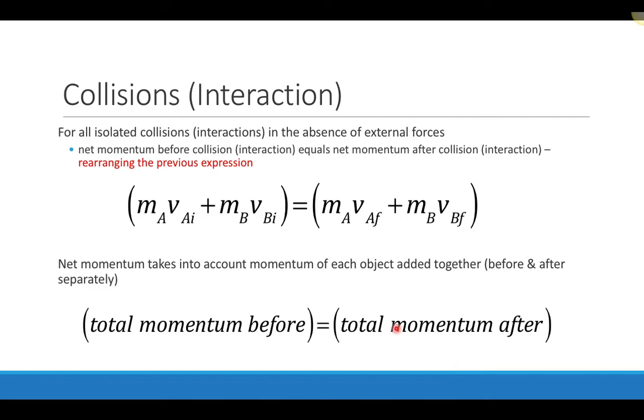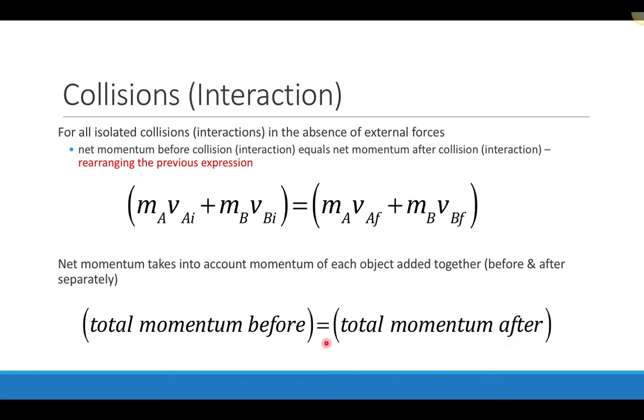So if I take the previous equation and rearrange it, and I take all the terms that were negative and move them to the other side of the equation and keep the terms that were positive on the same side, I get that the momentum of A initially plus the momentum of B initially, that's the total initial momentum of the system before the interaction, has to equal the momentum of A final plus the momentum of B final, or the momentum of the system after the interaction or the collision. So this is why we can say that momentum is conserved. So total momentum before is going to equal the total momentum after.